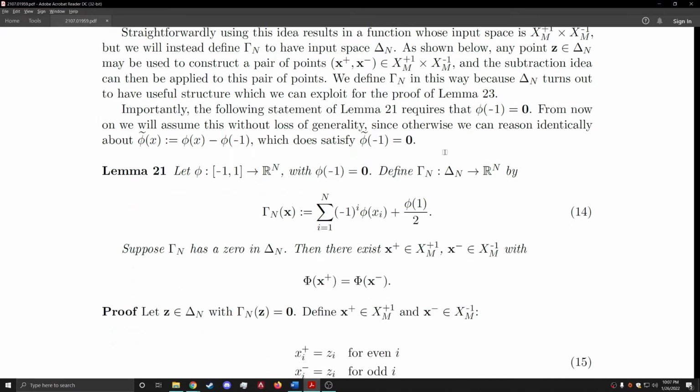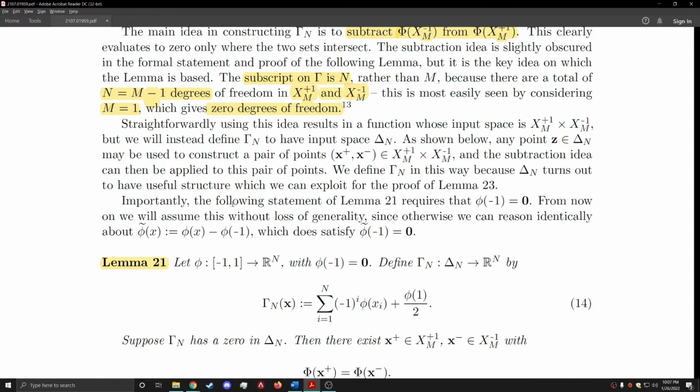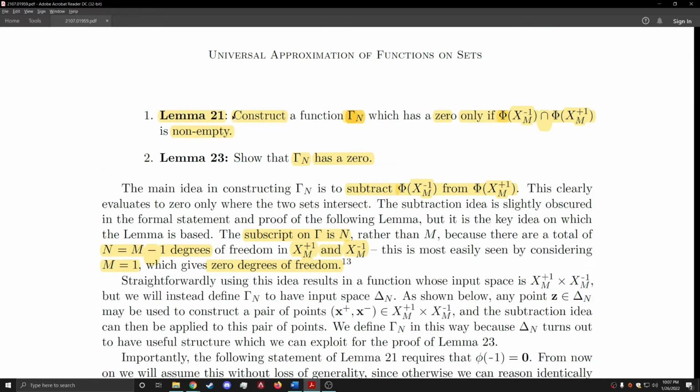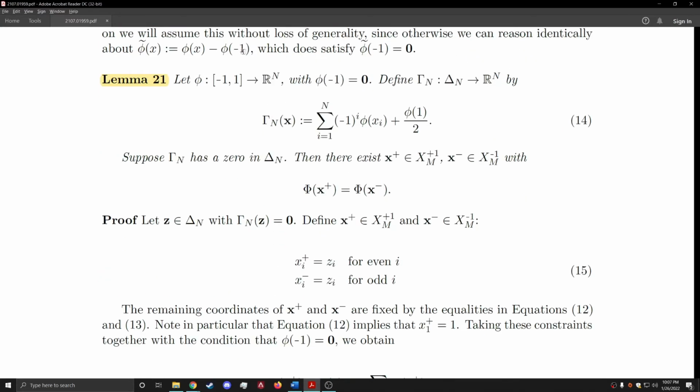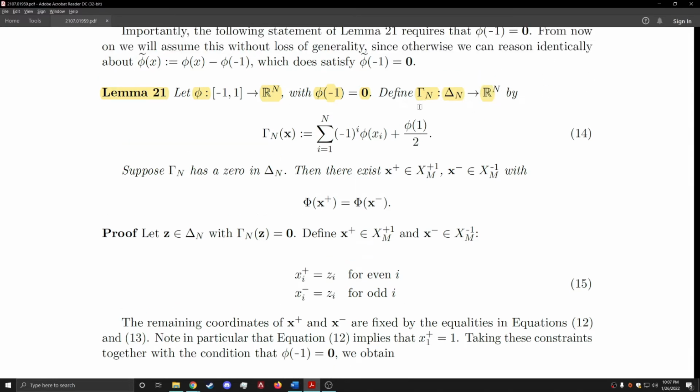So what we can do is jump into lemma 21. It already said lemma 21 up here. We are going to be constructing our gamma sub n. Here's the answer, and we have the proof just beneath it. We're going to create this phi, which maps this line segment to the real numbers with dimensionality n, and we're just defining -1 to be 0. This just makes the equations play a little bit nicer together. Then we're going to have some mapping gamma n, which maps the n simplex to the real numbers with dimensionality n by this function here.